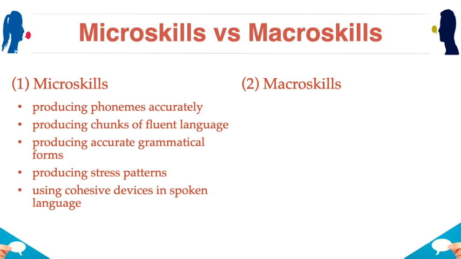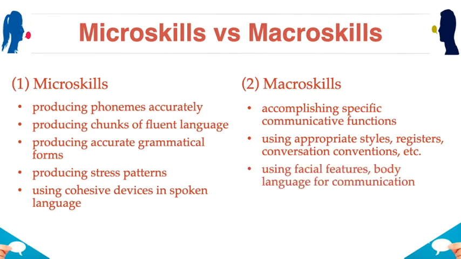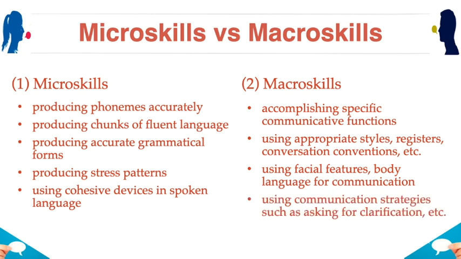Macro skills, on the other hand, refer to things such as accomplishing specific communicative functions, such as greetings, self-introductions, asking for and giving directions, etc. Other important macro skills are using appropriate styles, registers, conversation conventions, etc., using facial features and body language for communication, and using communication strategies, such as asking for clarification.